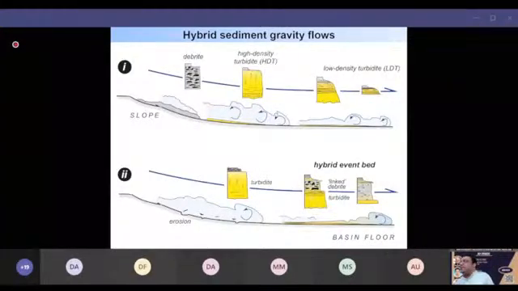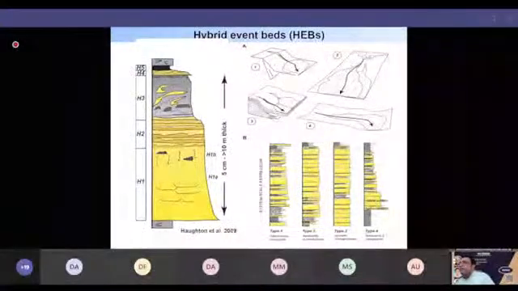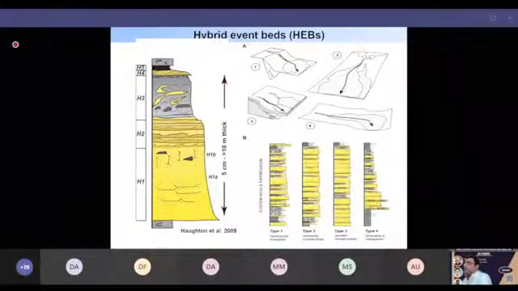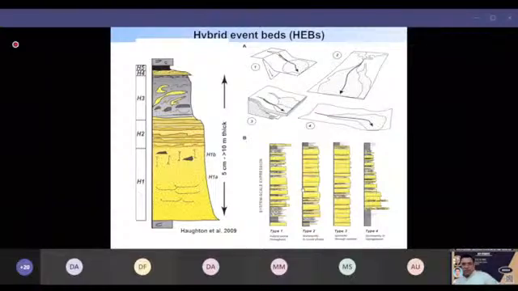This phenomenon was explained by Peter Haughton in his seminal paper in 2009, and the deposits are called hybrid event beds. Hybrid means that a turbidity current is showing more than one process of deposition. A hybrid event bed has five parts, the lower sandier part, which is deposited by a turbidity current from the front region.